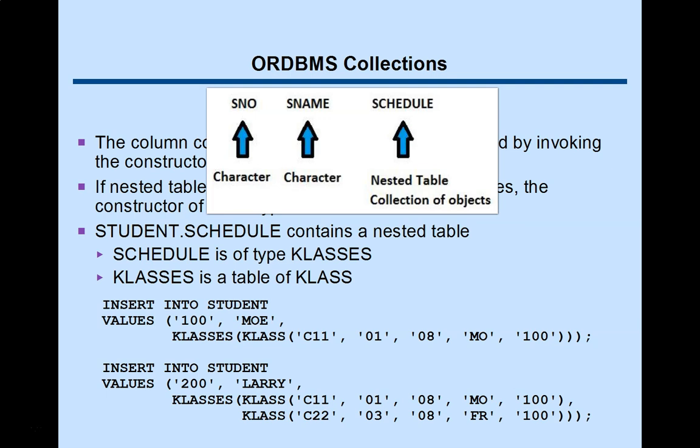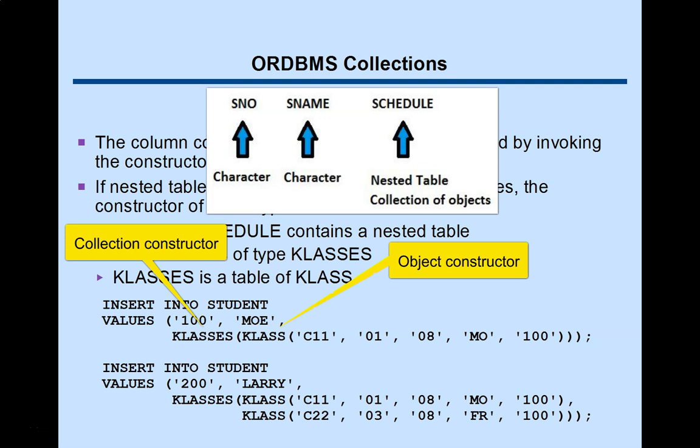So it'll be necessary to invoke the constructor for this nested table type. In addition, this nested table happens to be a collection of objects, so we'll also have to invoke the object type's constructor. So what we're doing here is inserting into the third column the result of invoking the classes nested table type constructor. But within that, for each class that the student has registered, we'll invoke the class object type constructor.